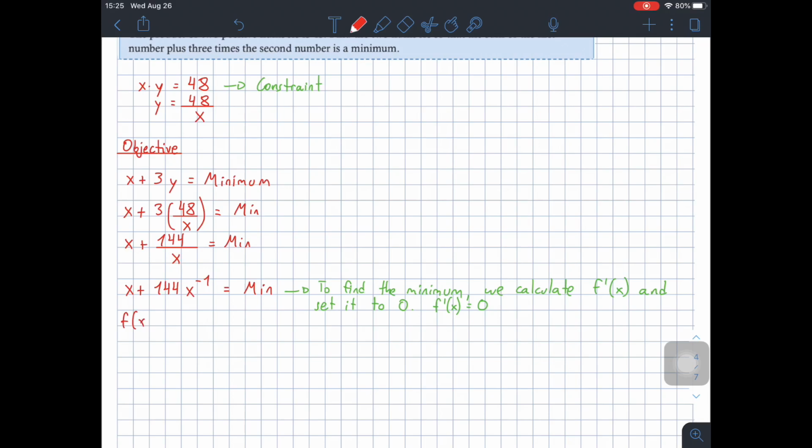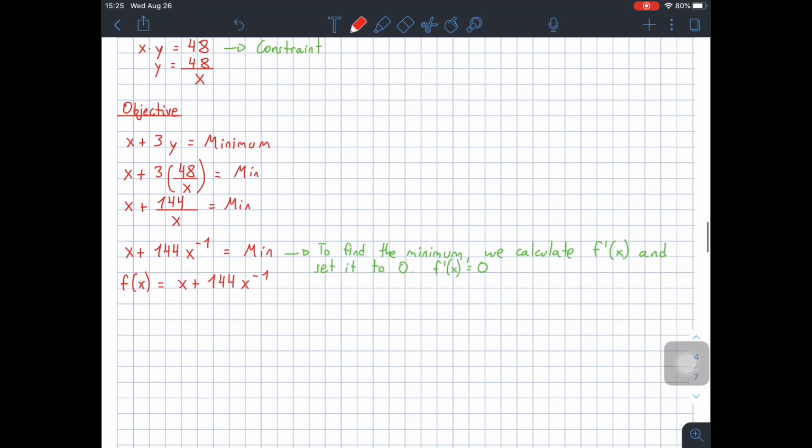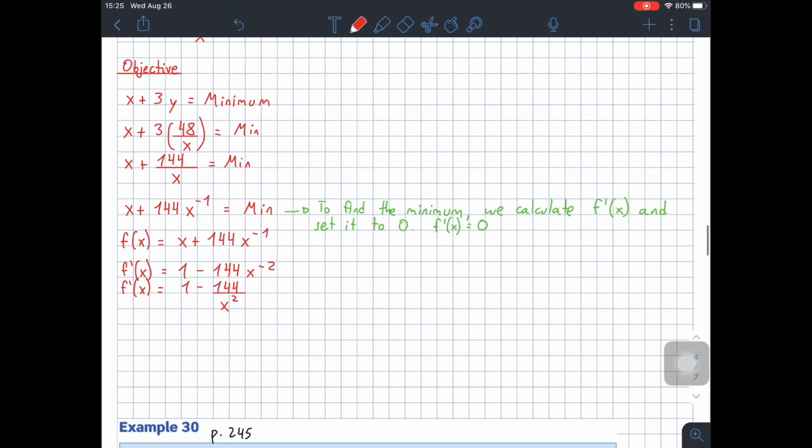Maybe if I rewrite this as f of x equals x plus 144x to the power of -1, this is more familiar to you, right? Now I'm going to find the derivative, f prime of x. We already know the derivative of x is equal to 1. And for the derivative of x to the power of -1, the -1 comes down to the front, so we get minus 144 times x to the power of -2, right? If I rewrite this, f prime of x is 1 minus 144 over x squared.